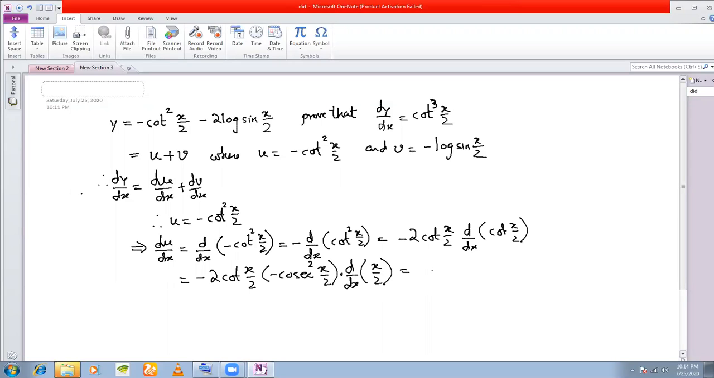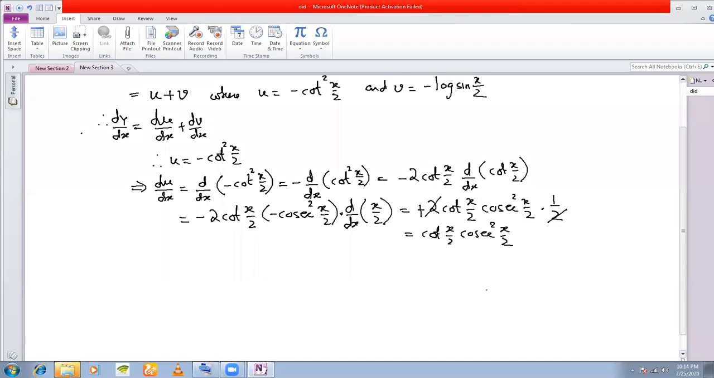Yes? So this is minus 2 cot x by 2. This minus minus combined to become plus, cosec square x by 2 into half. d dx of x by 2 is half. This 2 cancels. So you're left with cot x by 2 into cosec square x by 2. Okay, so this is what we have got, du dx. Let us now proceed to find dv dx.